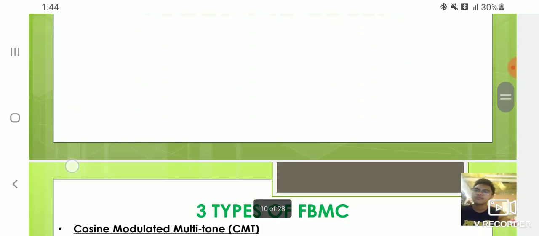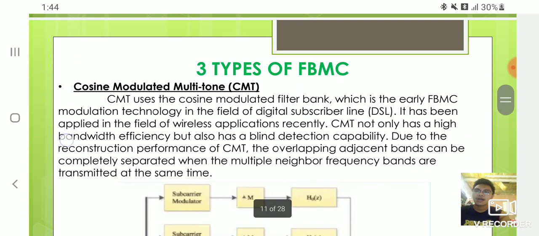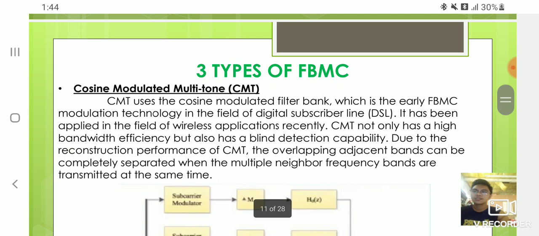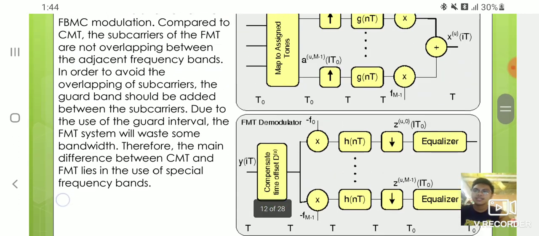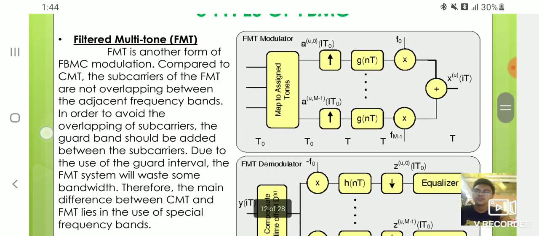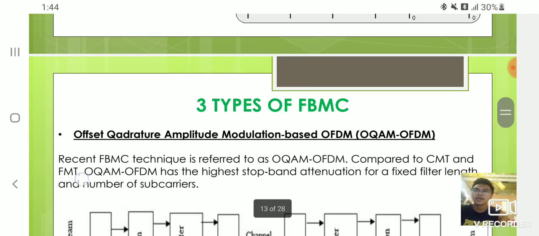Next are the types of the FBMC. There are three types of FBMC, which are the cosine modulated multitone (CMT), the filtered multitone (FMT), and the offset quadrature amplitude modulation based OFDM, or OQAM/OFDM.